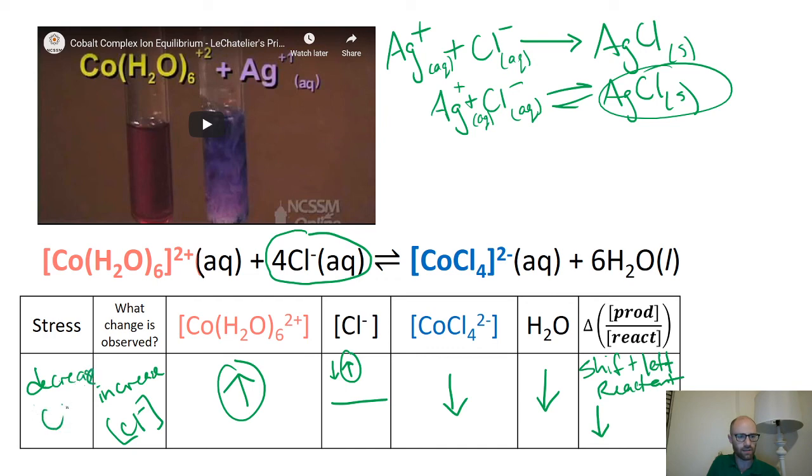of chloride ion. The chloride ion that was in the solution when it was blue got trapped in silver chloride, which reduces the amount of free chloride, which means that the equilibrium will be observed to try and free up some more chloride to take its place. So you can actually stress an equilibrium by a decrease as well.